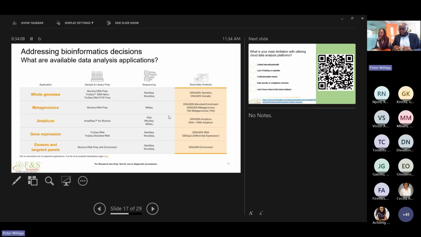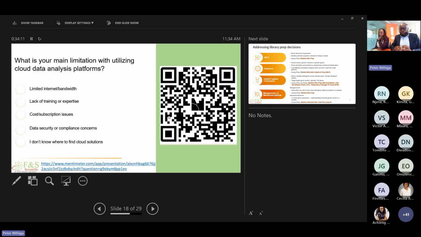And at this point, we would like to know what's your main limitation when it comes to utilizing cloud data analysis platforms. Is it limited internet or bandwidth? Again, feel free to drop a response in the chat. Is it lack of training or expertise? Maybe cost or subscription issues? Is it data security or compliance? Or possibly is it because we don't know where we can find some of these cloud solutions? So again, maybe a minute or two.